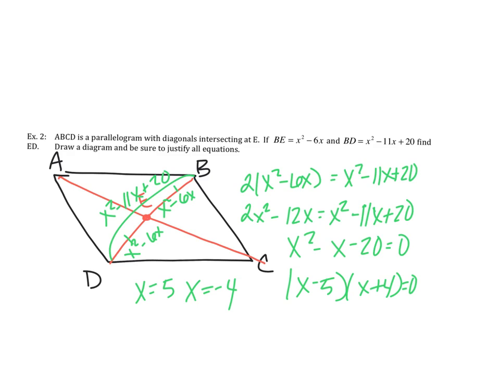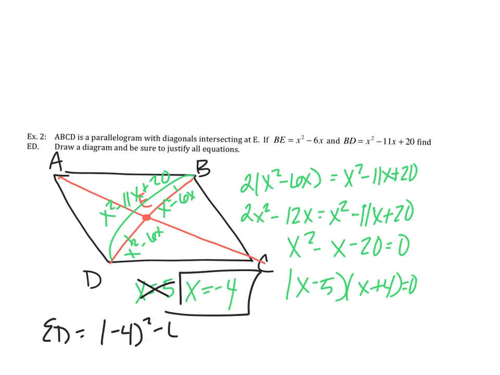So here's one of those cases where the positive one really isn't the one that makes sense. It's x equals negative 4. So ED is going to equal negative 4 squared minus 6 times negative 4. This equals 16 plus 24, which equals 40. Okay, so all about knowing your properties and then applying them.